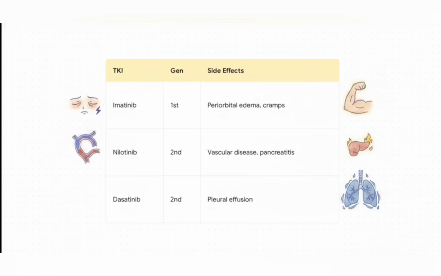First-generation imatinib is famous for causing fluid retention, which classically presents as periorbital edema and muscle cramps. Second-generation nilotinib actually has a black box warning for peripheral vascular disease and can even cause pancreatitis. Then we have dasatinib, which you absolutely must associate with pleural effusion, pericardial effusion, and pulmonary hypertension. Ekdum dhyan mein rakhna side effects ko. Examiners just love testing this.